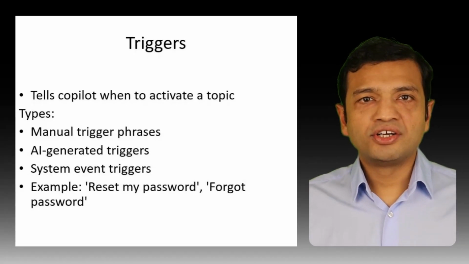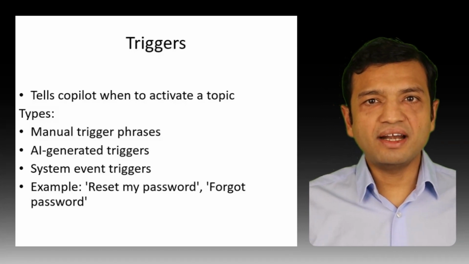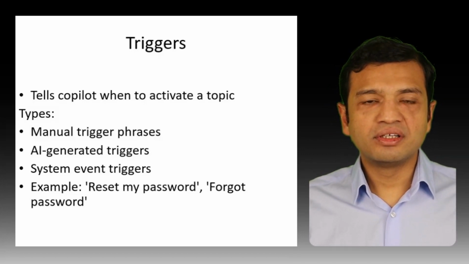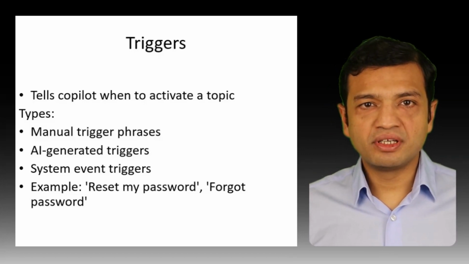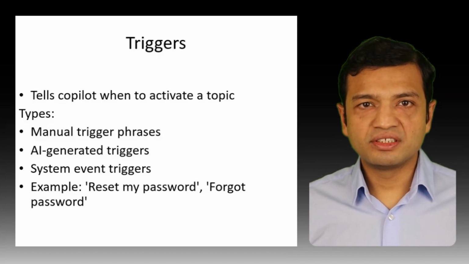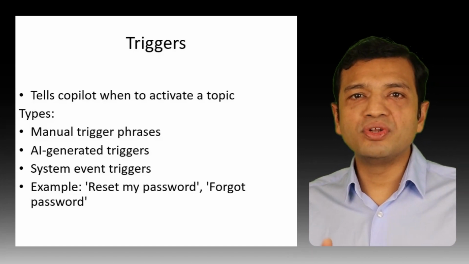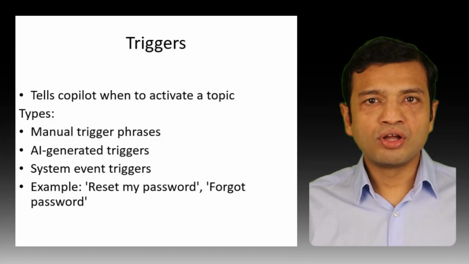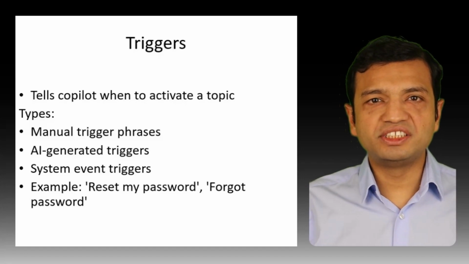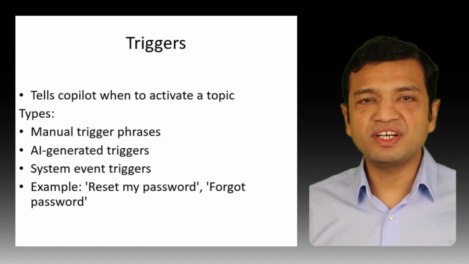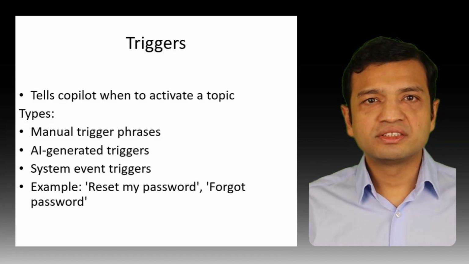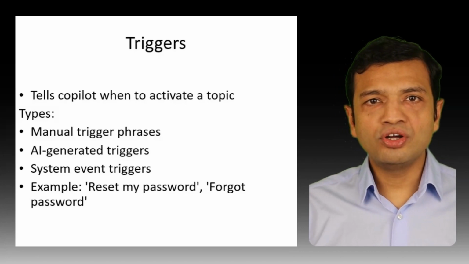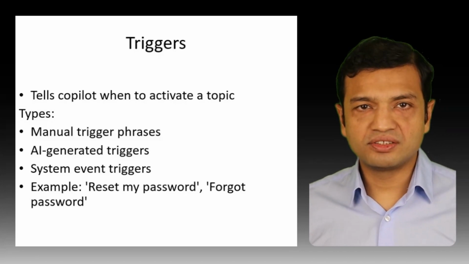Triggers. Triggers are phrases that tell the Copilot when to activate a topic. There are three main types. Number one, trigger phrases. Trigger phrases are manually defined phrases. Number two, AI generated triggers. Copilot Studio uses generative AI to expand the phrasing. Number three, system event triggers, such as when a flow is called or a system action occurs.